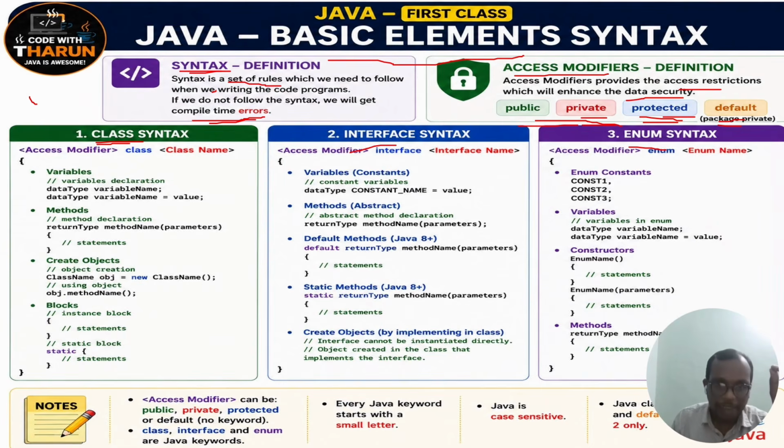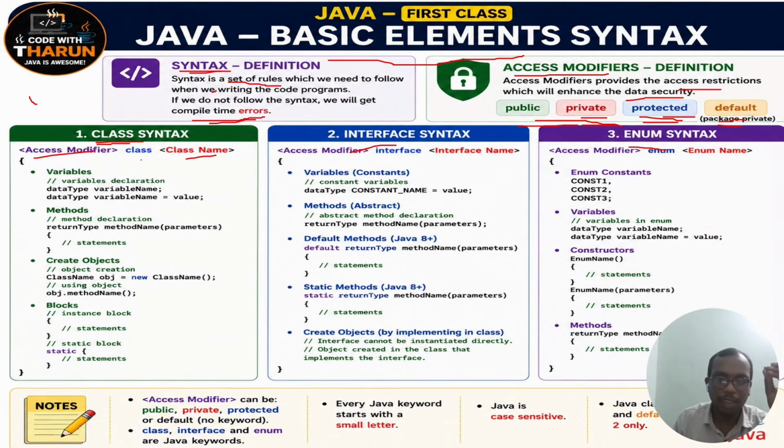The syntax of the class is access modifier, class, class name, open braces, and closed braces. Inside that, we will write variables, methods, create objects, and blocks. Up to now, you only remember the syntax of the class.